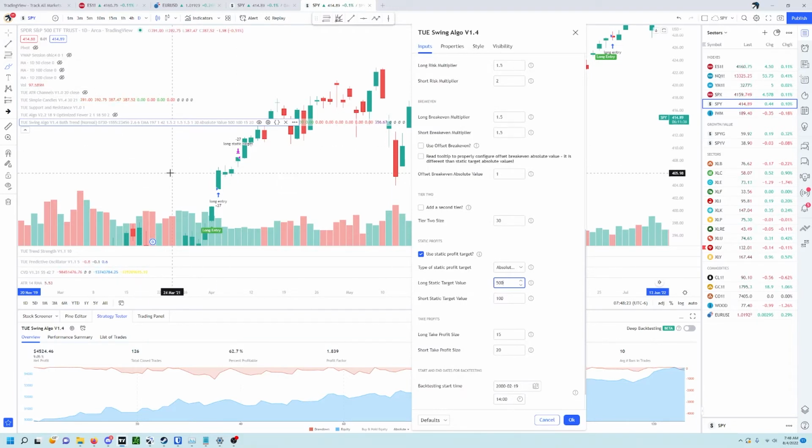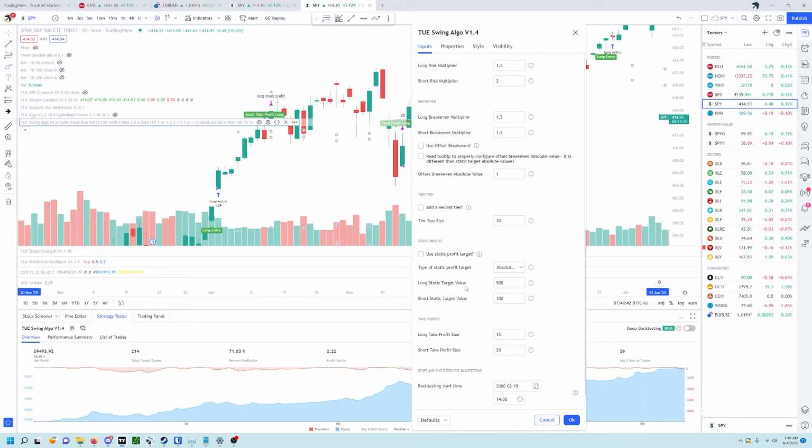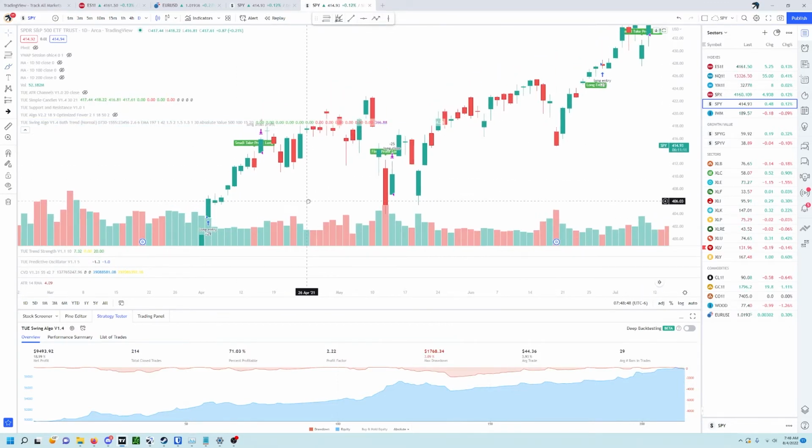All right, so we have this here. We entered at 403.45, closed at 408.45, more or less. Okay, so that's a static target value of $5. That's how that works. That works just as you would expect it. Without this turned on, we have our dynamic take profits. You can see one right here. It says small take profit, small profit.